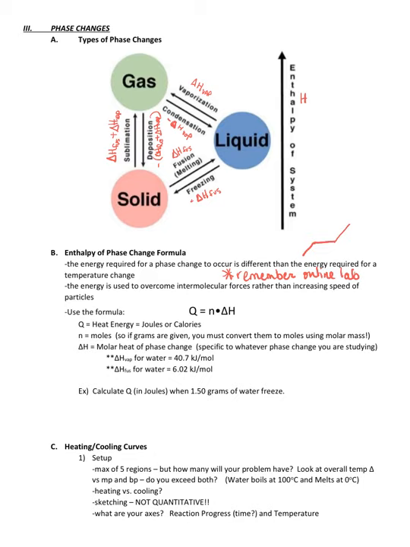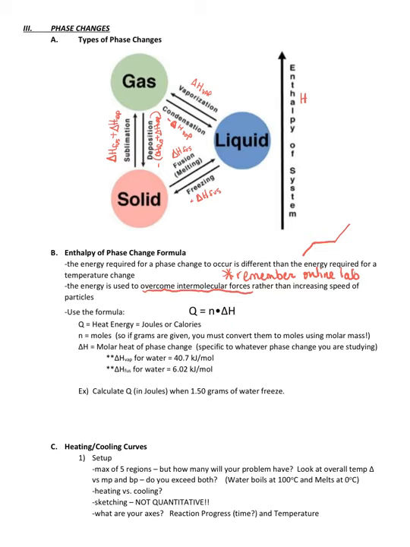So you've got to have another formula, and we have our Q equals what's called n delta H. So what is happening during a phase change if you're not using the energy to increase the speed of the particles and increase the temperature? What you're doing is overcoming the intermolecular forces. So that's what's happening during a phase change. That energy is still being input into the system, but it's being used to overcome the intermolecular forces.